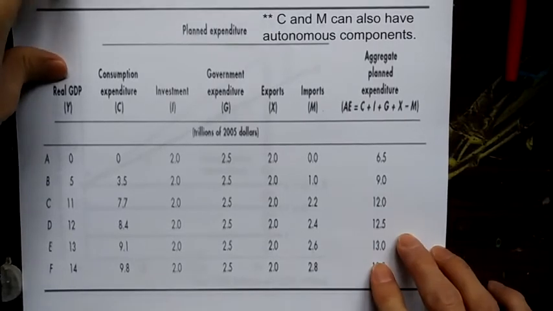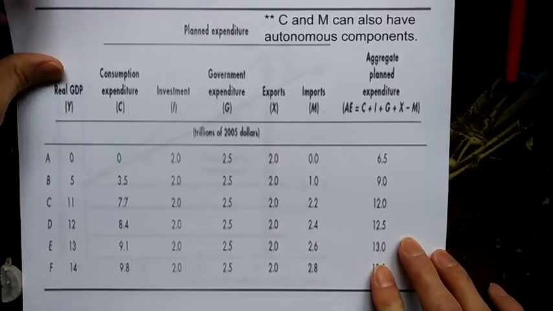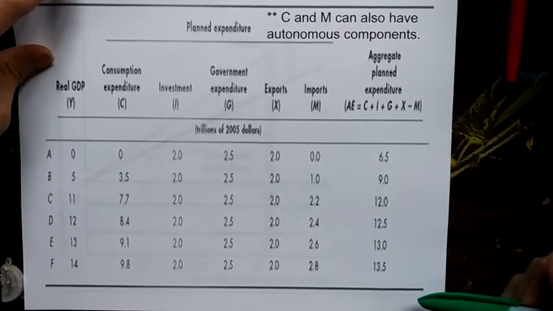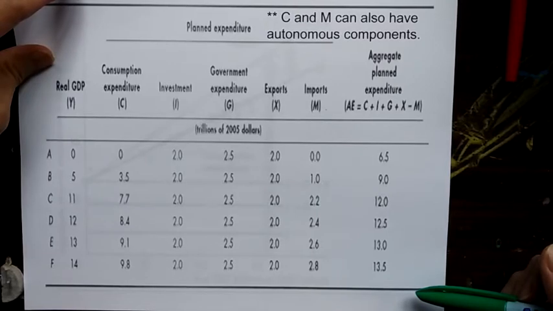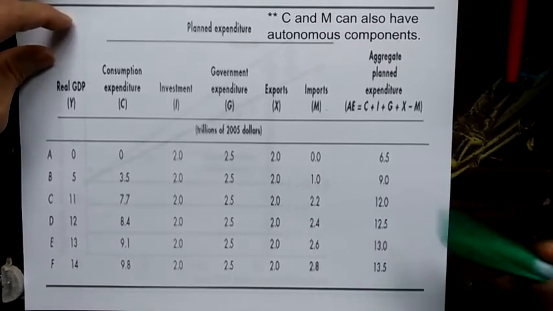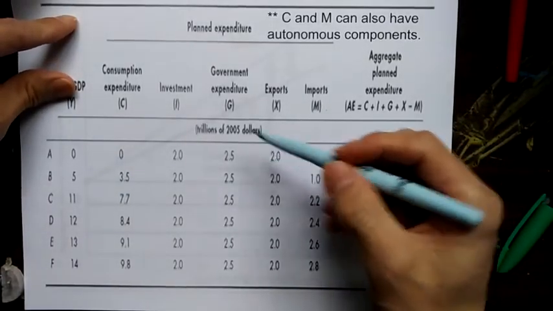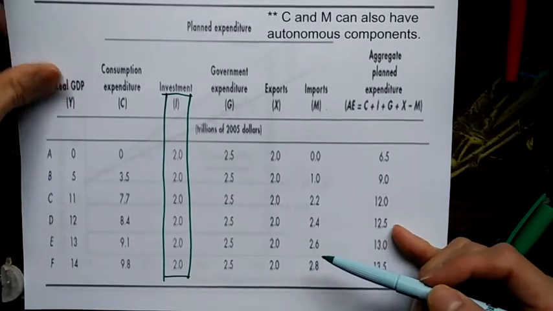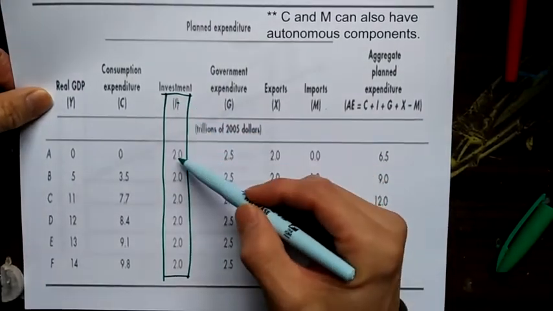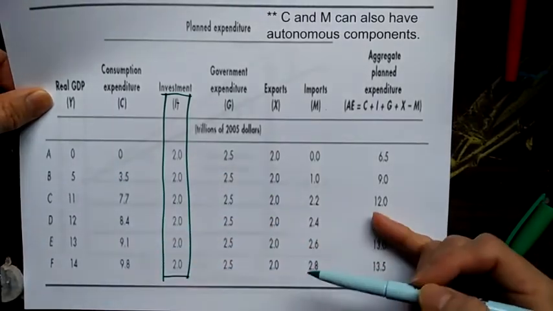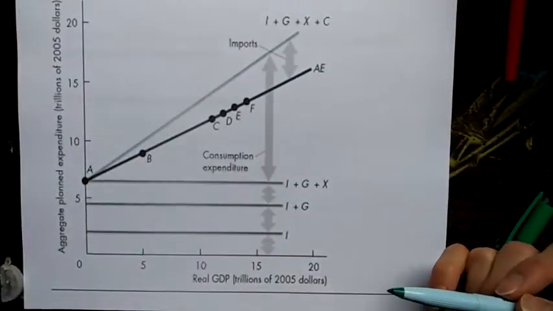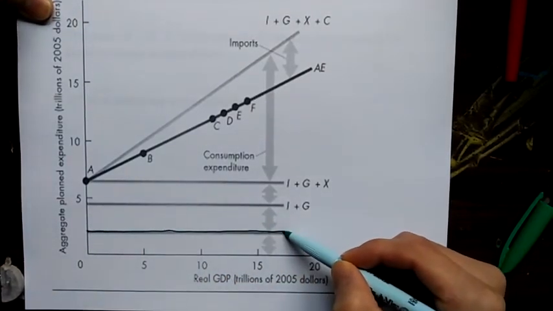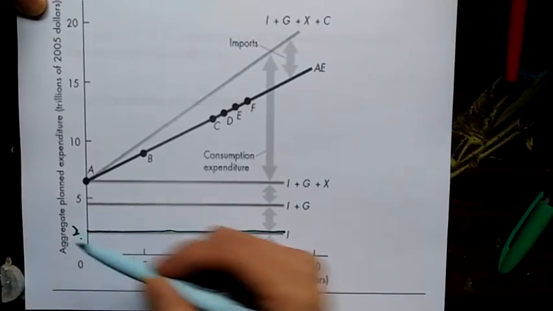Okay, you can also transform this table into a graph. How can we do that? Well, it's easier to start with the fixed part. First, let's draw the investment function. Investment is equal to 2 no matter what income is. Therefore, on the graph, investment is a flat line at 2.